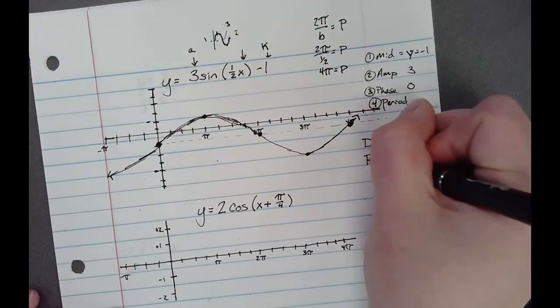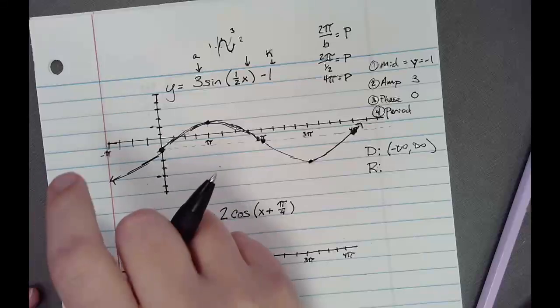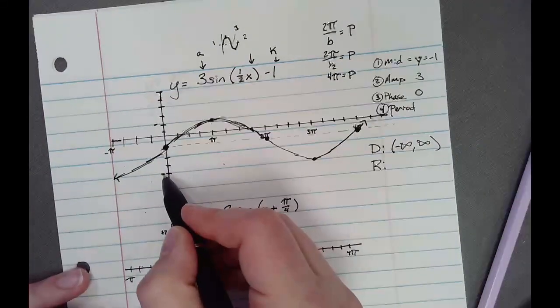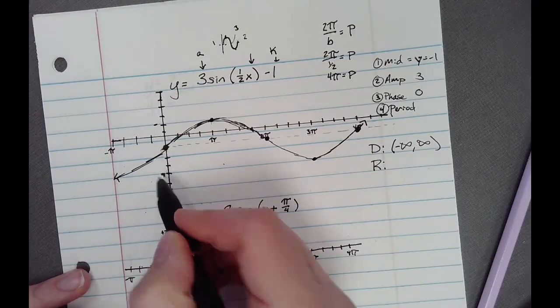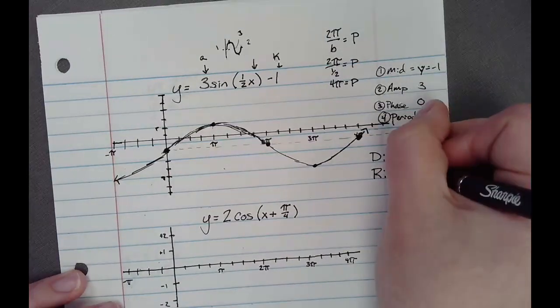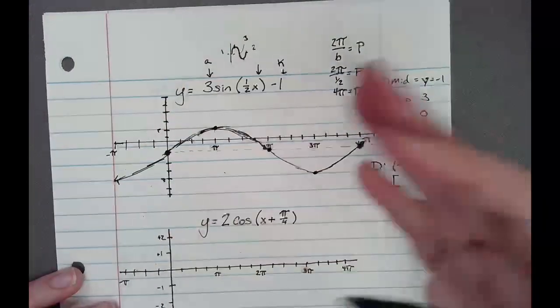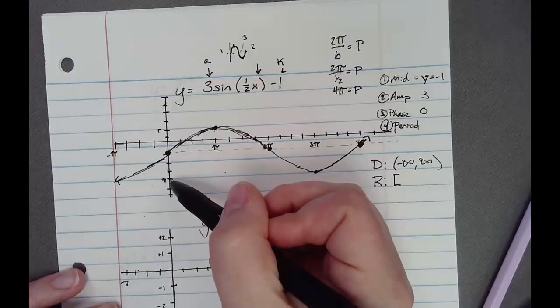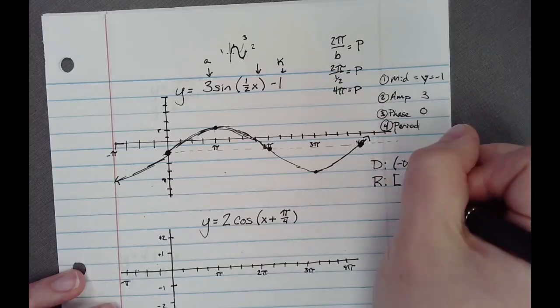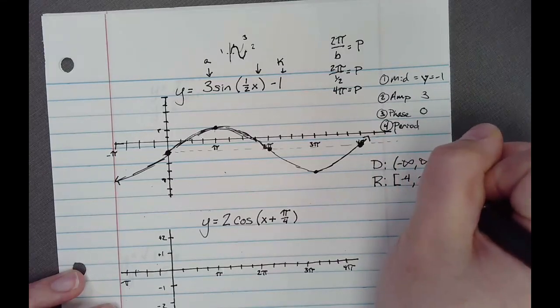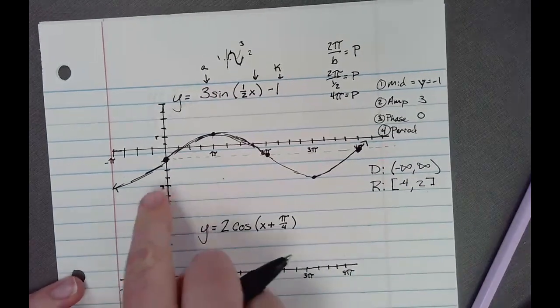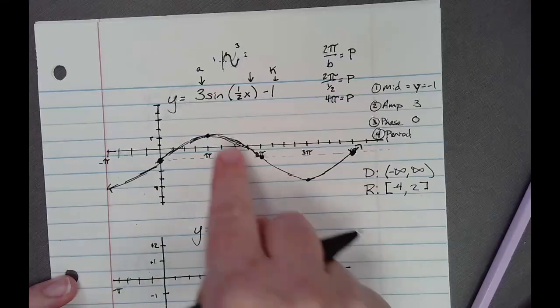Our range is a little bit more tricky, but actually also a little bit easy too. The minimum value that we found using our amplitude and the maximum value we found using our amplitude are the bounds of your range. So in this case, my graph is only going to go down to -4 and only up to 2. And I use brackets because it's hitting both of those numbers. It hits -4 right here, it hits 2 right there.